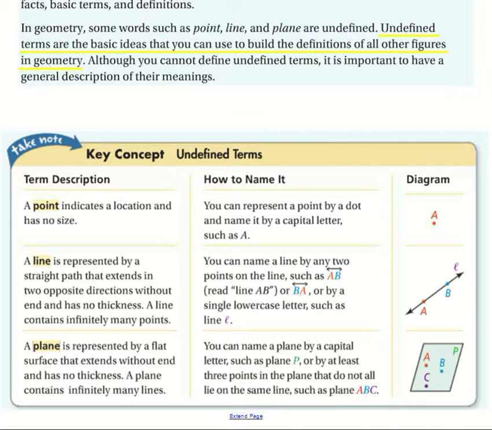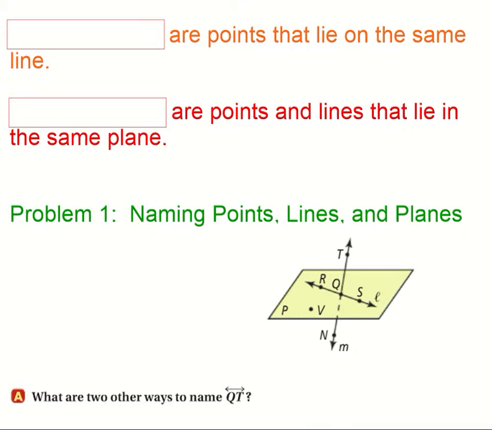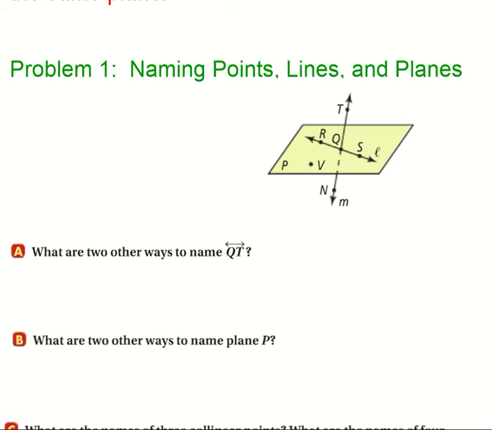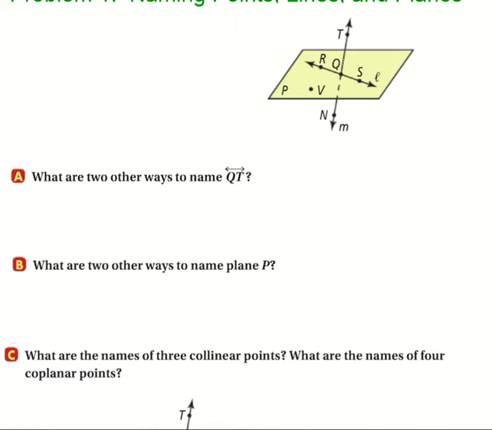So we're going to build on these descriptions to come up with some postulates. Our first thing that we know is that collinear points are points that lie on the same line. So think about it, you have your co-driver, they're in the car with you, but collinear points are 2 points that lie on the same line. And coplanar points are points and lines that lie in the same plane. So if we're looking at this drawing down here, we have a plane, and we have some points, and we have some lines. We look at our line QT, this line right there. What are 2 other names we can give this?